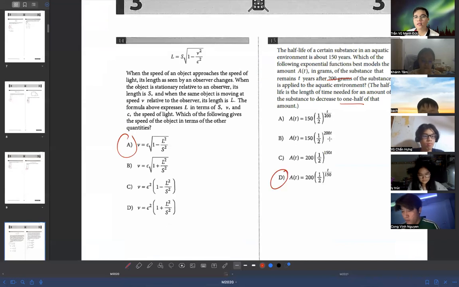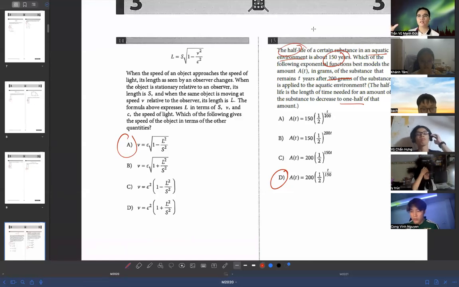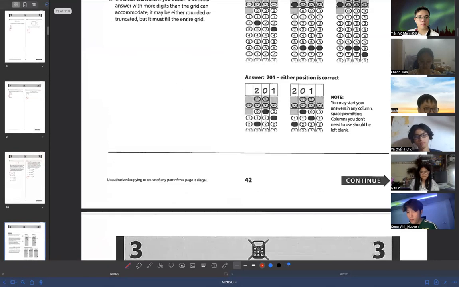1/2. All right. D. This is 100 year half-life. So this is kind of like a physics notation. Half-life is basically when anything comes to half, you just divide them by 2. Half-life of a certain substance is about 150 years. That means the substance is decayed by a factor of 2 over the course of 150 years, which is basically the decaying function. The decay factor is 1/2. So it is D. Right, next one, 16.